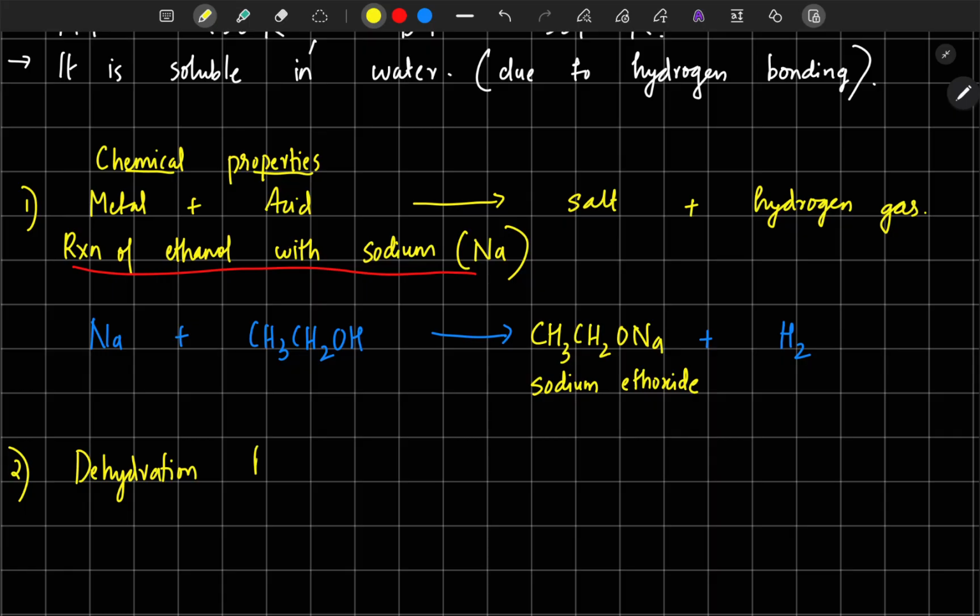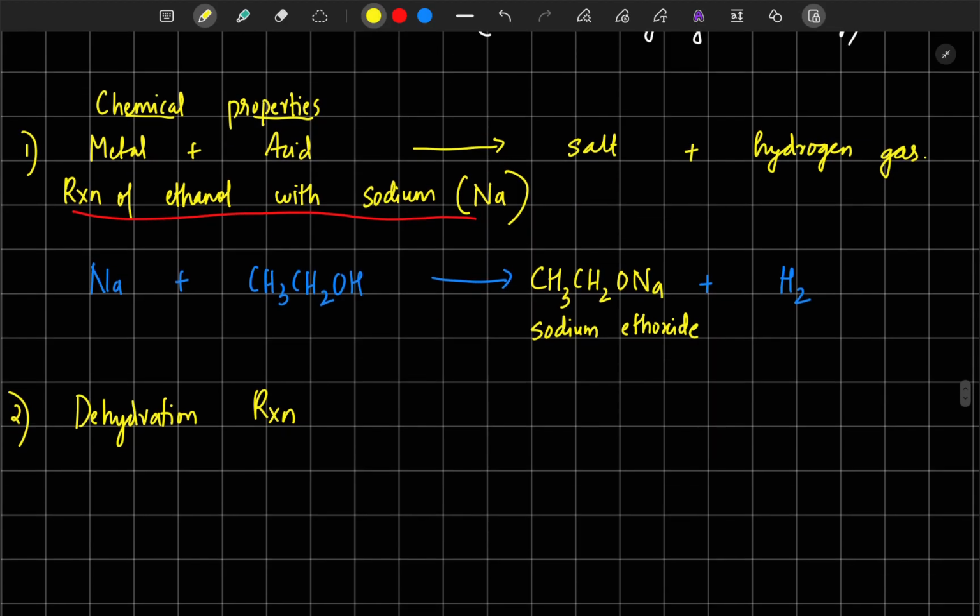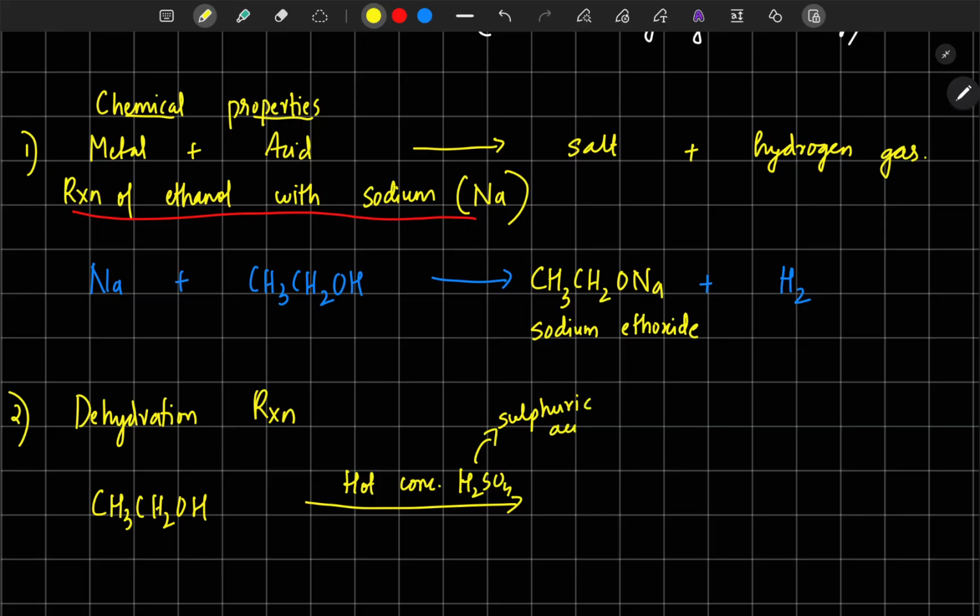Dehydration reaction. So hydration means what? Adding water. Dehydration means removal of water. So the reaction is, you will take ethanol, CH3CH2OH, and react it with hot concentrated H2SO4. H2SO4 means what? Sulfuric acid. Okay, so we will do it at a temperature of 170 degrees Celsius.